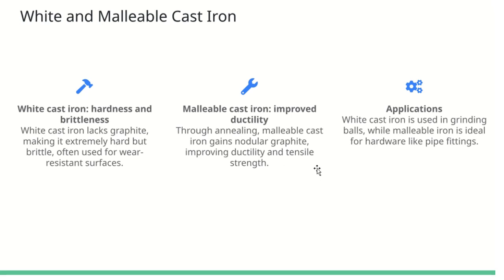For applications, white cast iron is used for grinding balls because it is hard, and malleable iron is ideal for hardware like pipe fittings. You can see all the pipes around you; they are malleable cast iron.